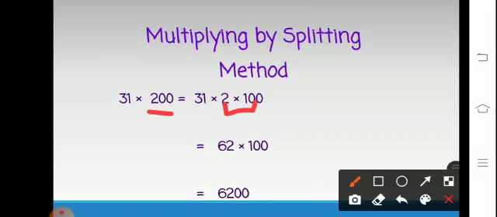Now what you have to do is multiply 31 and 2, so you get 62, and 100 is as it is. In the second step, you multiply 62 with 100 using the shortcut method. Just put 2 zeros with 62, so you have 6200.